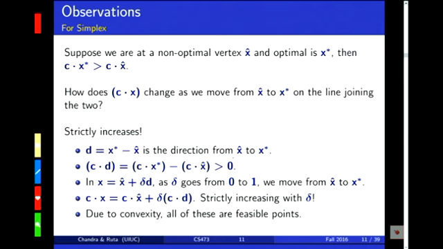And if you look at c dot x, it is exactly c dot x hat plus delta times c dot d. But this is positive, this is positive. So as delta increases, the quantity increases. So the point is, if you are at a vertex which is not optimum, then there is a direction of movement from that vertex so that the objective value improves.